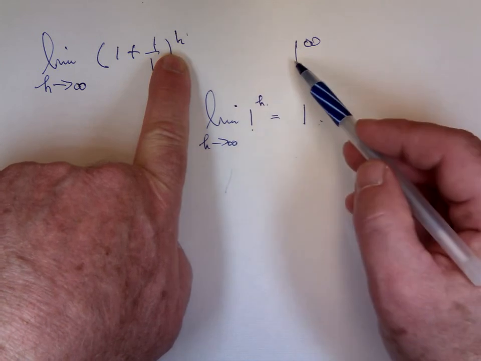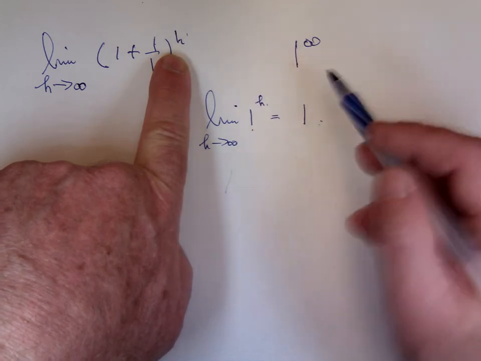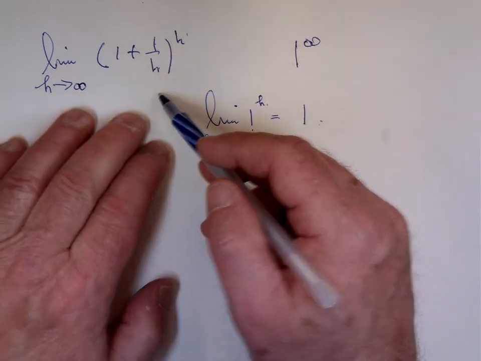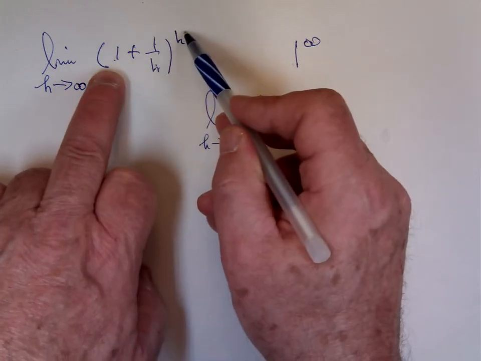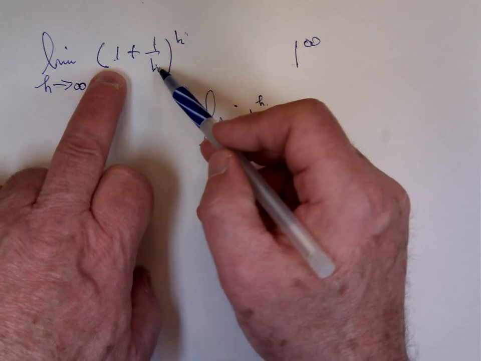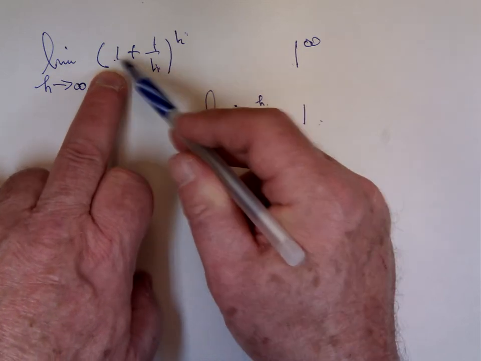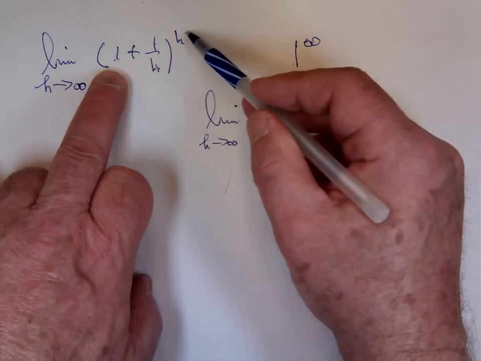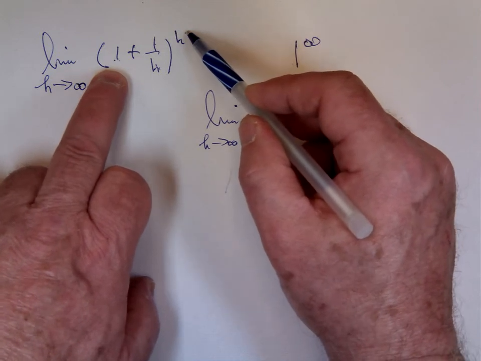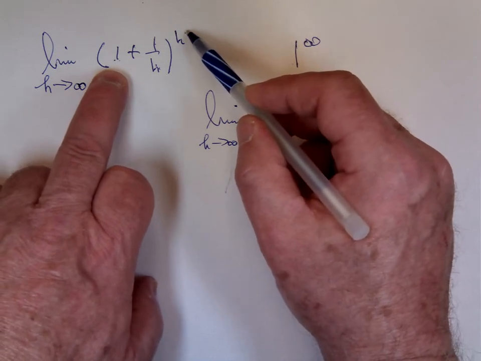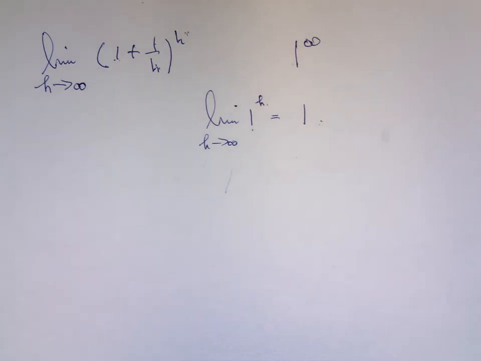Is this getting to 1 faster than that's increasing? If it is, then maybe the limit is 1. But if this is taking its time getting to 1 and this is increasing faster, maybe the whole thing goes to infinity. Or maybe it goes somewhere in between. Now, do we have a 0 over 0 or infinity over infinity indeterminate form? No, we do not. We don't have one of those forms. We're going to have to do something to get to an L'Hopital's form.